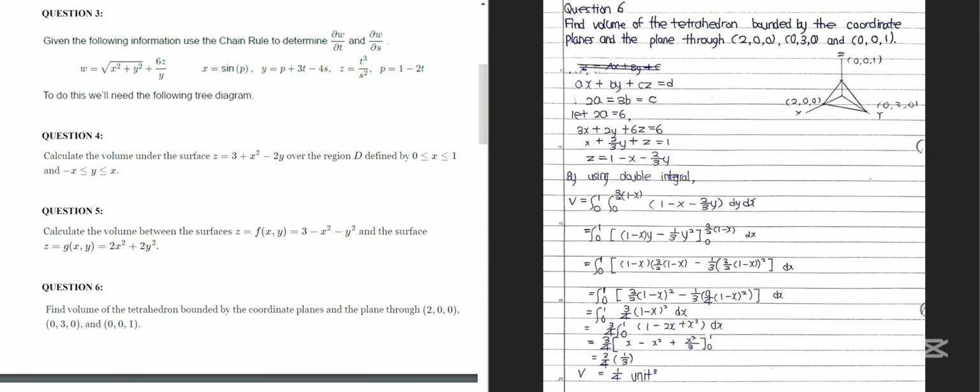In question 6, find the volume of the tetrahedron bounded by the coordinate planes and the plane through the 3 points. This is the graph I sketched. From the sketch graph, we define z equals 1 minus x minus 2 over 3 y. Then by using the double integral, we find that V equals the integral of 1 minus x minus 2 over 3 y dy dx, from 0 to 1 and from 0 to 3 over 2 times 1 minus x. Then we solve the inner integral and the outer integral. We found that the volume is 1 over 4 units cubed.